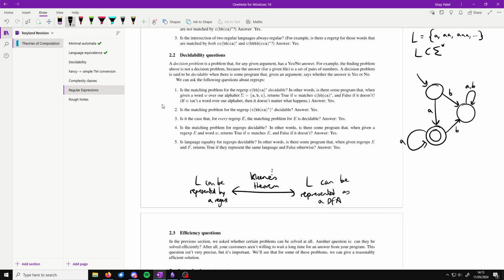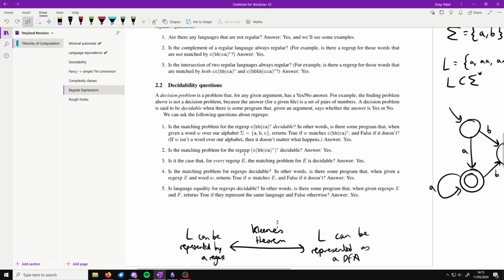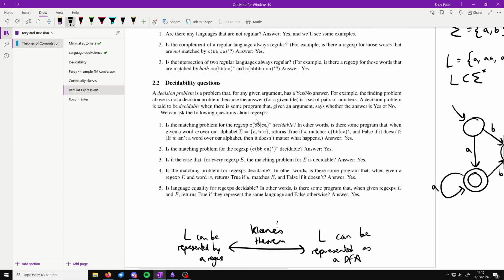We've got a few interesting questions here. So, is the matching problem for the regular expression C, BB, or CA star decidable? In other words, is there some program that when given a word W over our alphabet sigma, returns true if W matches this, and false if it doesn't?